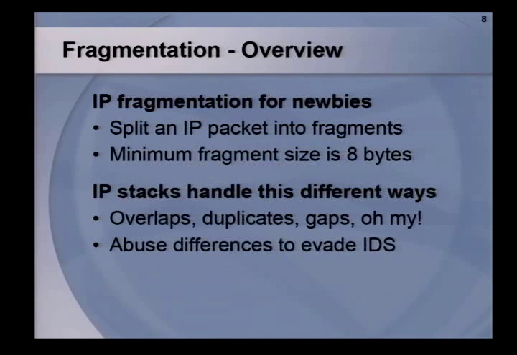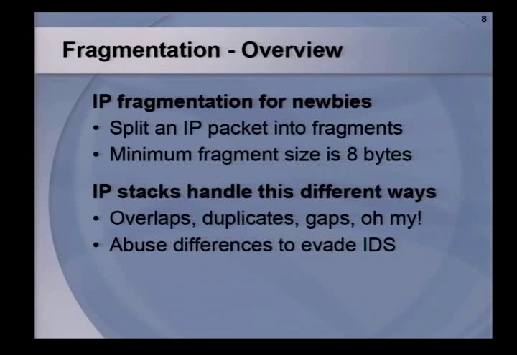So a little bit of overview of how fragmentation works. You take an IP packet and you split it up into smaller chunks. So if an IP packet won't go across what the different network cards will support. The minimum fragment size is 8 bytes. Each of the different IP stacks that are implemented all handle overlaps, duplicate packets, and missing sections in the fragmentation differently.